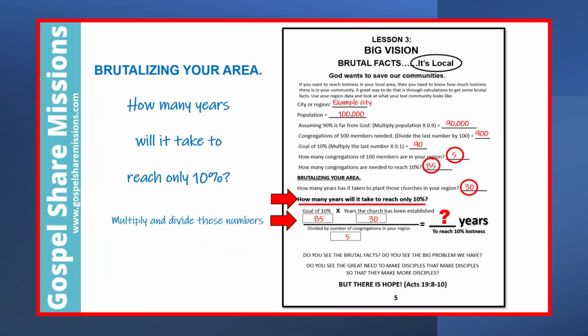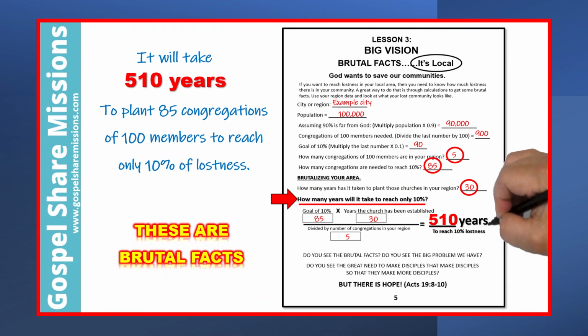Now, here is the big question. How many years will it take to reach only 10%? For this, we need to multiply the goal of 10% times the years the church was established in the area, then divided by the number of existing congregations. This is 85 times 30, divided by 5. Do the math. According to these numbers, it will take 510 years to reach only 10% of lostness. Wow! These are brutal facts.